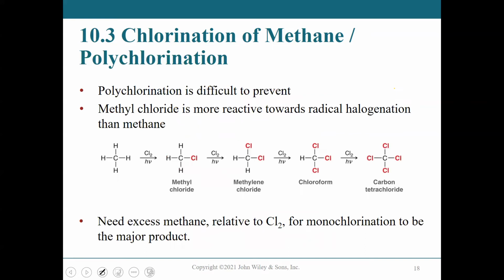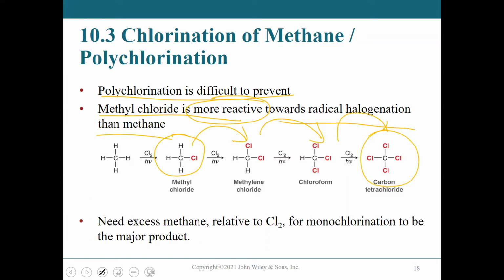Now, one problem of the radical reaction is that it is very difficult to control. Control in the sense that the same way as 1 chlorine can be added, a second chlorine can be added, a third chlorine, and even a 4th chlorine. Okay, so polychlorination is difficult to prevent. Why? Because the chlorinated product is more reactive towards halogenation than the original material. So for example, this methyl chloride is more reactive. It will go to the second chlorination, third chlorination, and fourth chlorination until you get all the way to carbon tetrachloride.